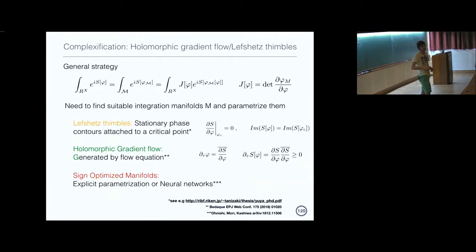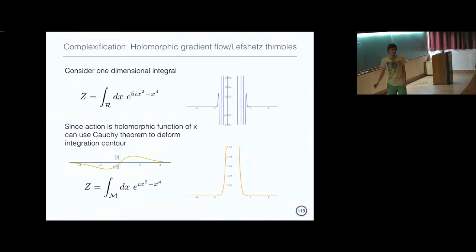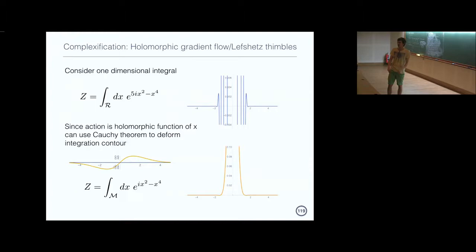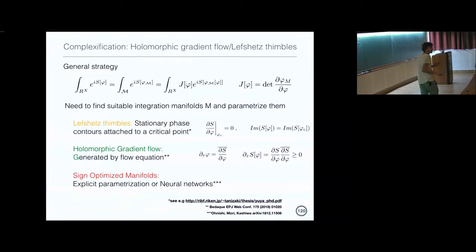There's a last class of approaches, and this is what I think people are mostly doing in this field nowadays, which comes by the name of sign-optimized manifolds. Basically what you do there is exactly what I did here: you guess a family of manifolds. Then you try to optimize some free parameters in there such that the sign problem becomes better and better on these manifolds. You can do this with explicit parametrizations, or you can do this with neural networks. There's a wealth of theoretical work going on there.